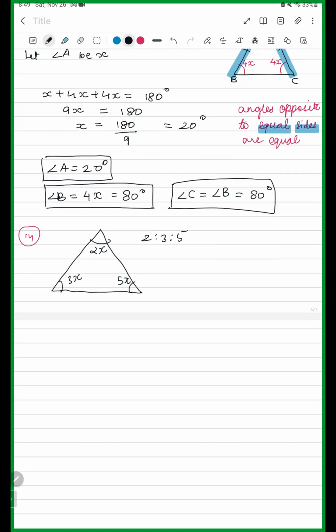First, what will be right? Wait a second. 2x plus 3x plus 5x gives 180. Very good. We will add. Then 10x is 180, and then we divide it. Very good. Then what is it?